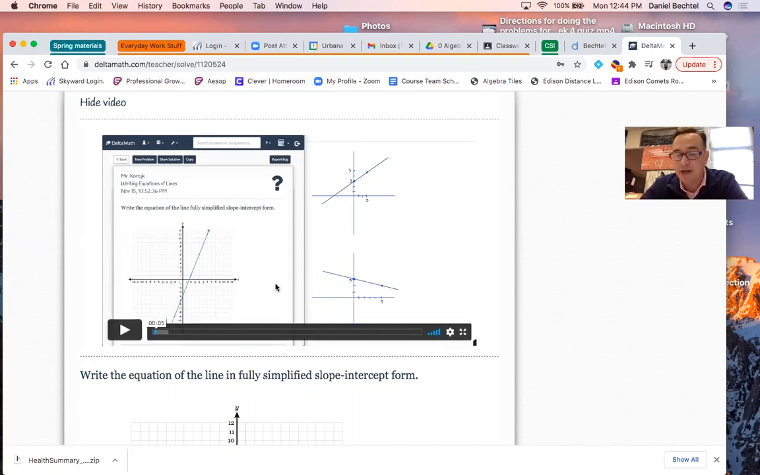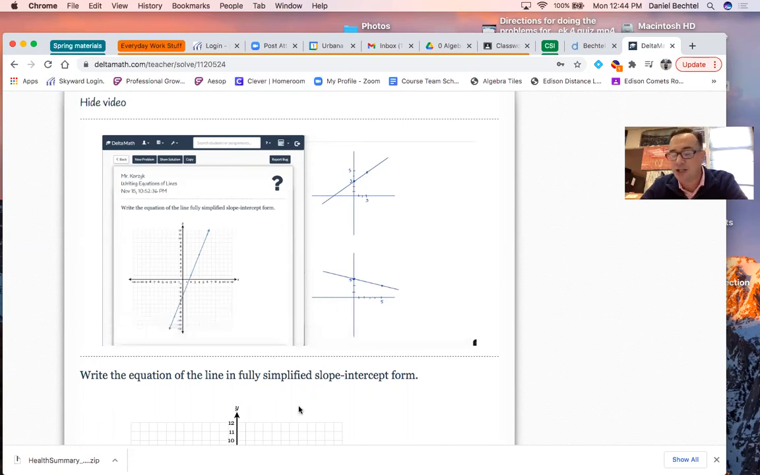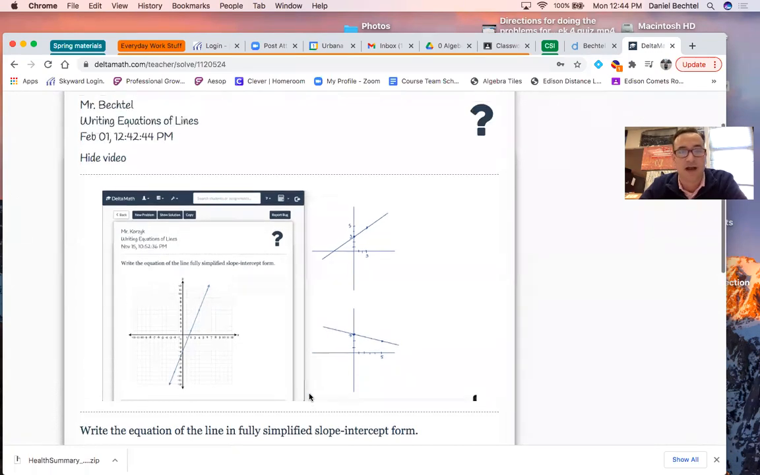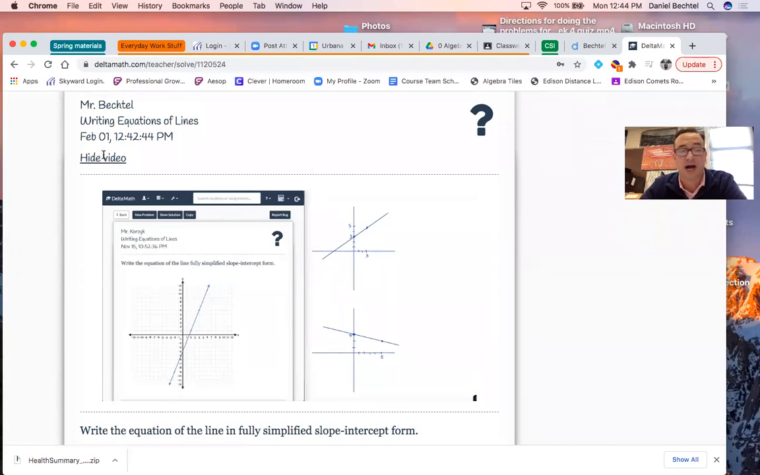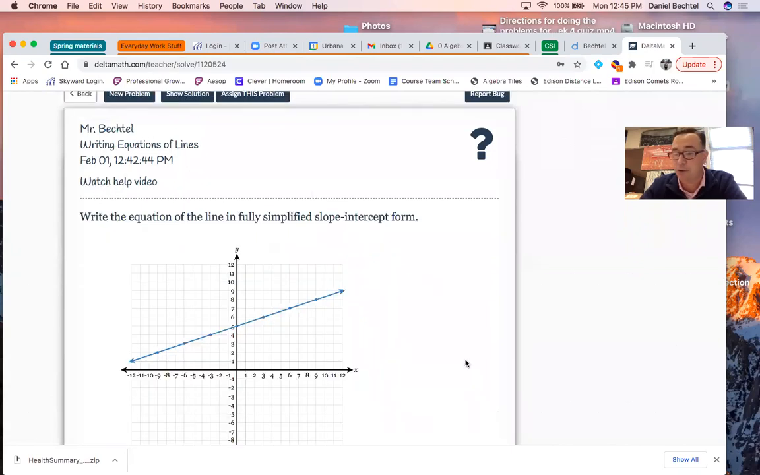It lets me know how much of the video you've watched. If this is a 6-minute and 53-second video, and you've watched 1 minute and 22 seconds, I'm going to know that that's all you needed to watch, and that's totally fine. But it does help me to know that you use this for support. Hide the video, it just goes back to the problem, and we're good to go. Okay? So the video is really helpful because in the middle of it, you're like, what am I supposed to do? And then it'll show you.